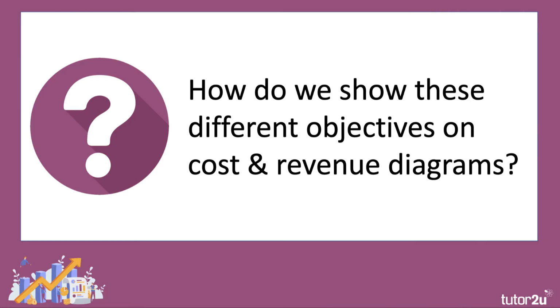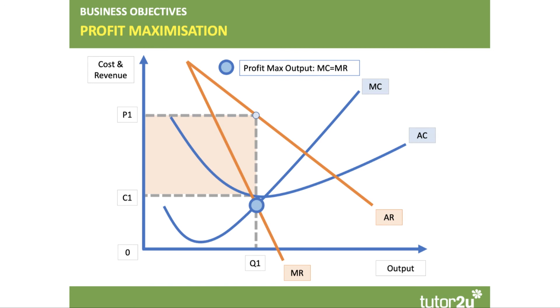So how do we show these objectives on cost and revenue diagrams? Well, let's go through them. Here's the profit maximisation diagram for a firm in imperfect competition, with a downward sloping average and marginal revenue curve, and profits are maximised at output Q1, where marginal revenue equals marginal cost.